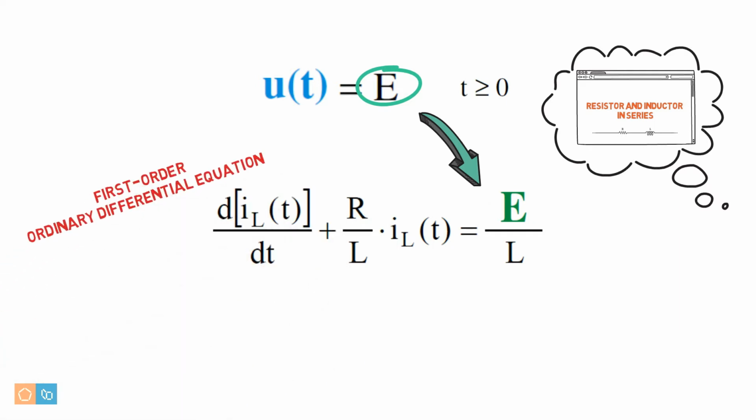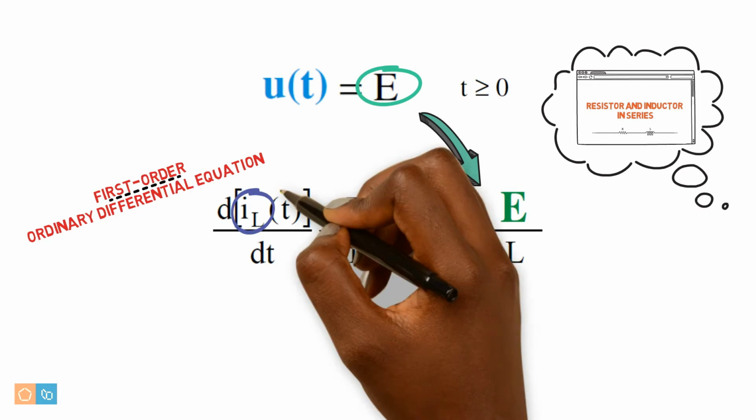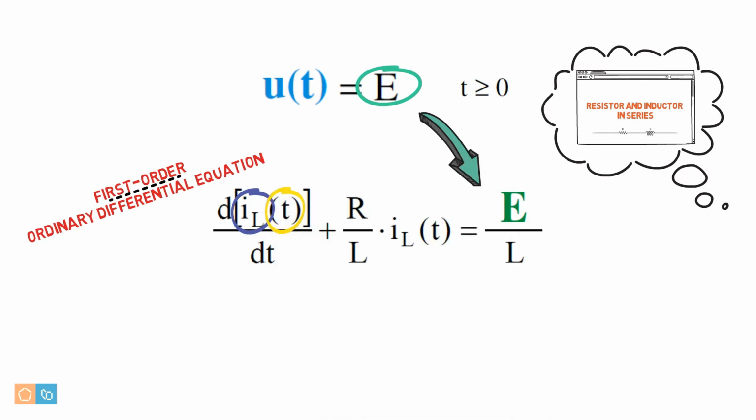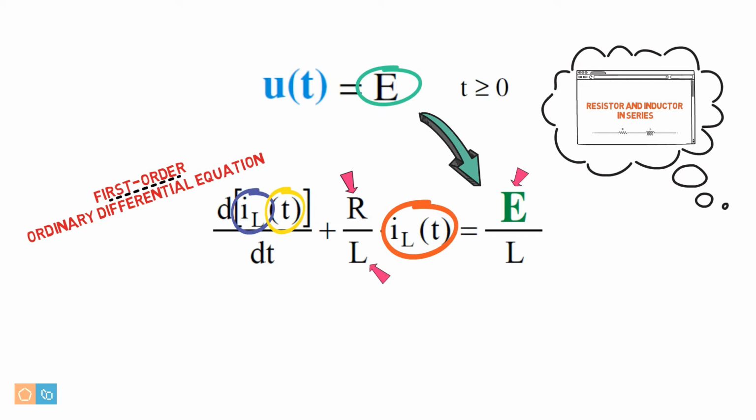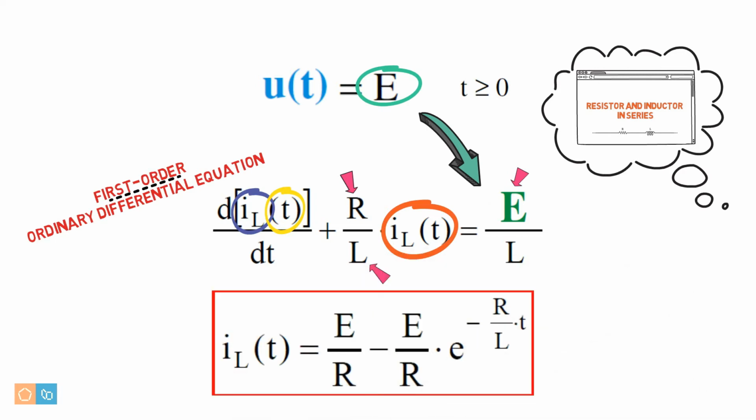Then, to determine the current on the inductor for t equal or greater than 0, we need to solve this first-order ordinary differential equation. First order because it only has the first derivative of one dependent variable, IL, with respect to an independent variable, t. In this equation, E, R, and L are constants, and IL is the unknown. The solution to this equation is the following expression. Be aware that this solution is obtained through the Laplace transform.